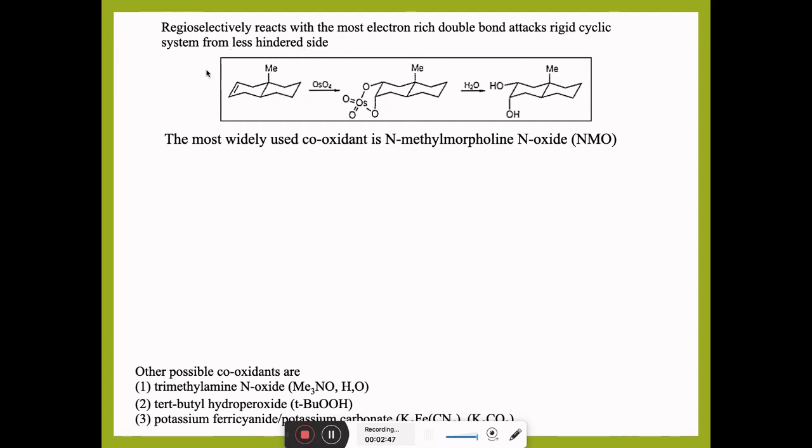So if this is the example, you can observe that this is the double bond where this osmium tetroxide is adding from this side, because here there is a methyl group, so it will add from the opposite, less hindered side, and it will give you diol.